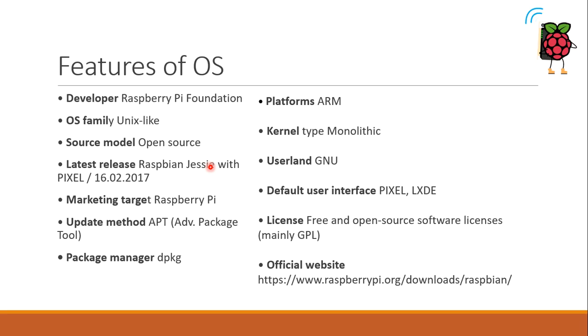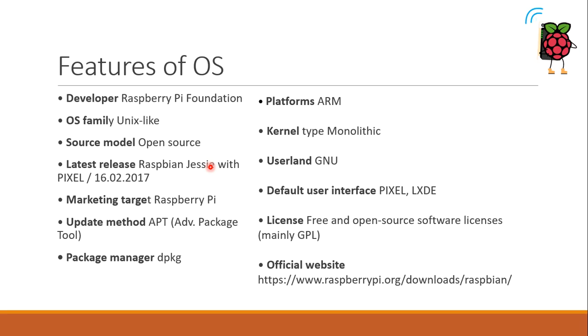To update the tools, the method is APT. APT means Advanced Package Tool. APT is a command also used in Linux. To update anything or install anything, I am going to use that APT command. For package management, dpkg is one of the package managers mainly used to install or uninstall various packages from the OS. The platform is ARM, Advanced RISC Machine.